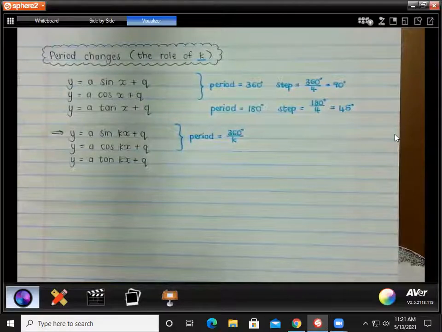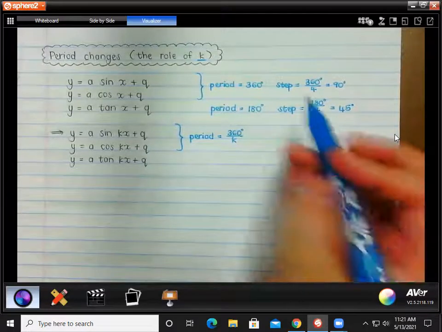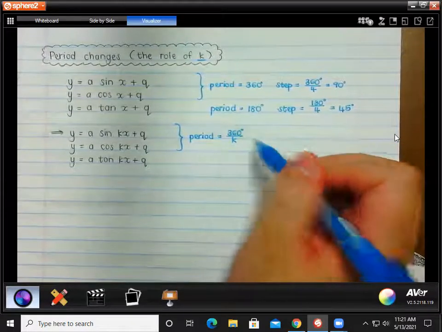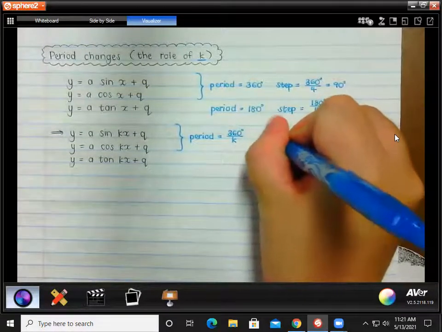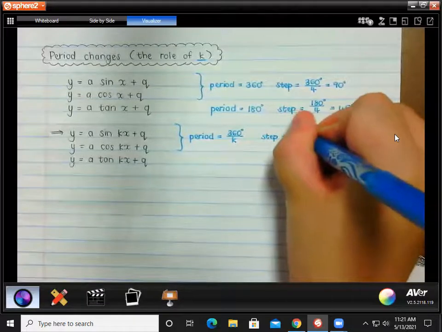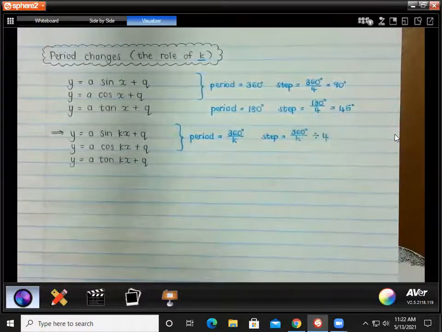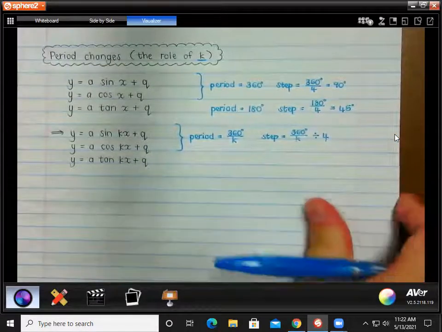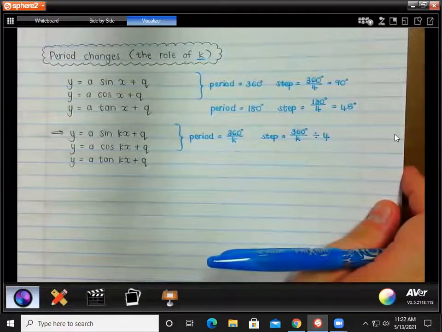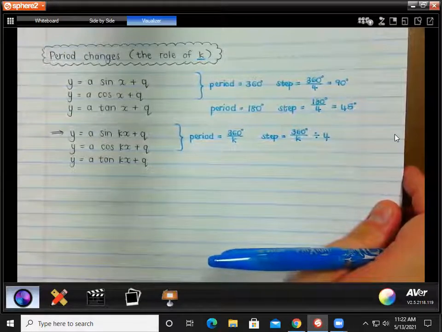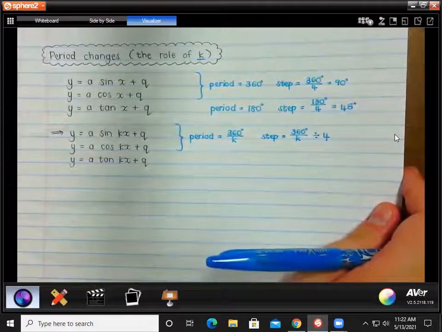And what does that mean for our step, guys? Are we still going to say 360 divided by 4 for the step? We're going to take our new period, whatever it is, and divide that by 4. All right, so I'm just going to write here, our step is going to be 360 over k, divided by 4. I'm not going to write that as a fraction because then it's going to look a bit hectic. But whatever the new period is, that is what you're going to divide by 4, and that will give you a new step. So guys, we can't now just automatically say, I'm going to have a point every 90 degrees. All right, it might be different.